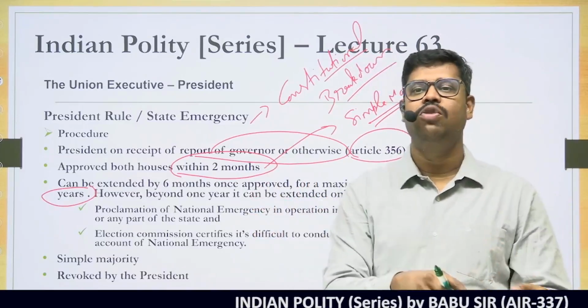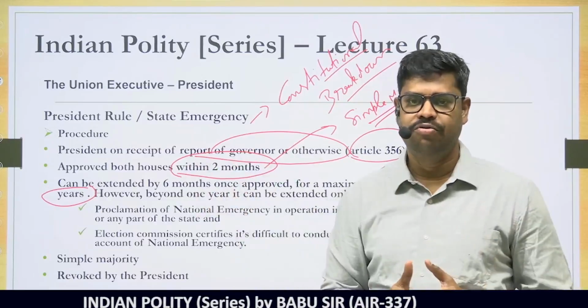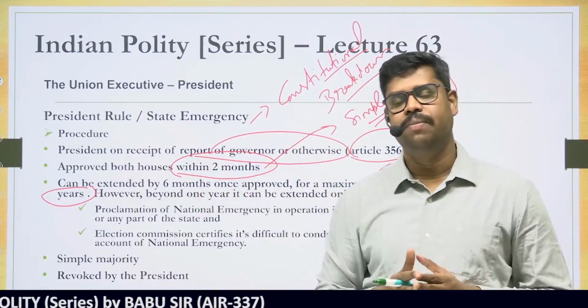For that, the government needs to be elected. It takes some time for the Election Commission to conduct the election and for the new government to be formed. In the meantime, the state is kept under what is called President's Rule. That's the idea. So how long?